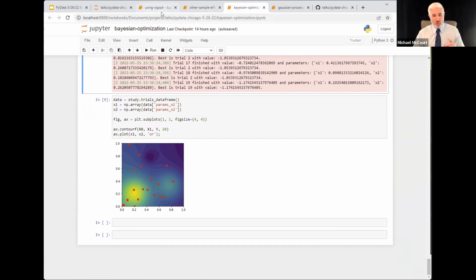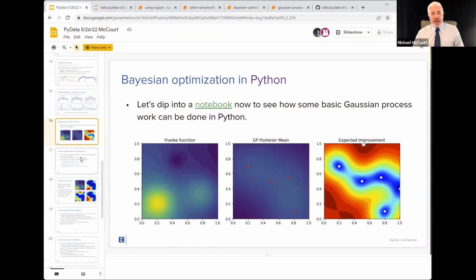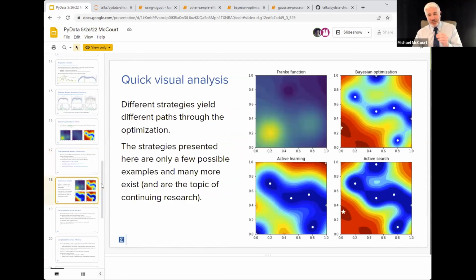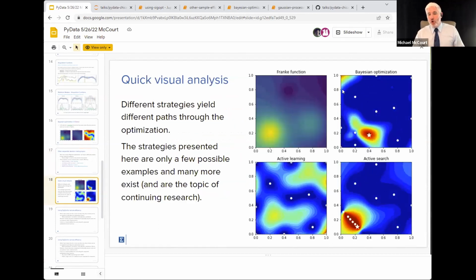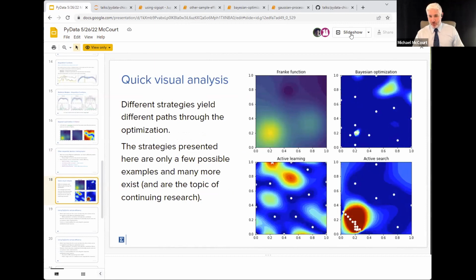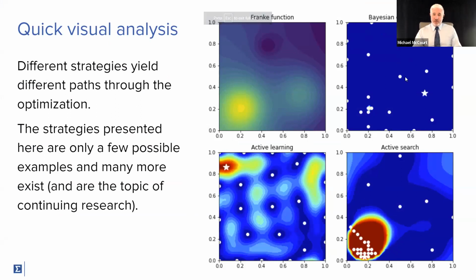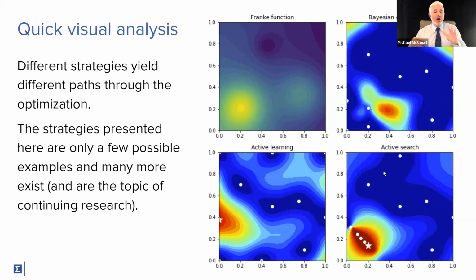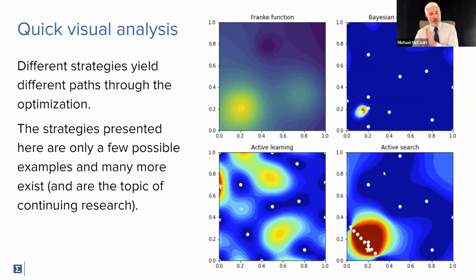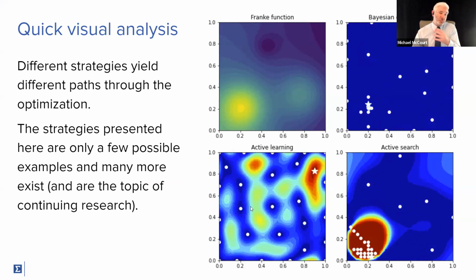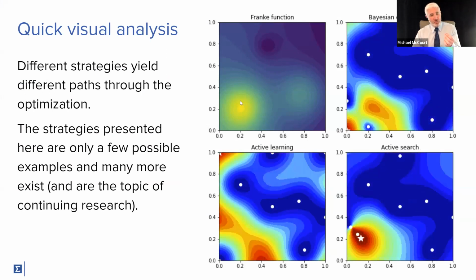So I am going to pop back over to the top and say that there are these other sequential decision-making topics: model building, viable outcomes, integration, model parameterization. And in particular, I have here a notebook that creates this GIF for us, and I'll open up the slideshow right now to show this GIF, to show that active learning, optimization, and search all are similar in that they are all iterative, but they're trying to accomplish very different goals. Active learning is literally trying to poke around the domain in some way that the points are spaced out well enough to learn about the function we're trying to study.